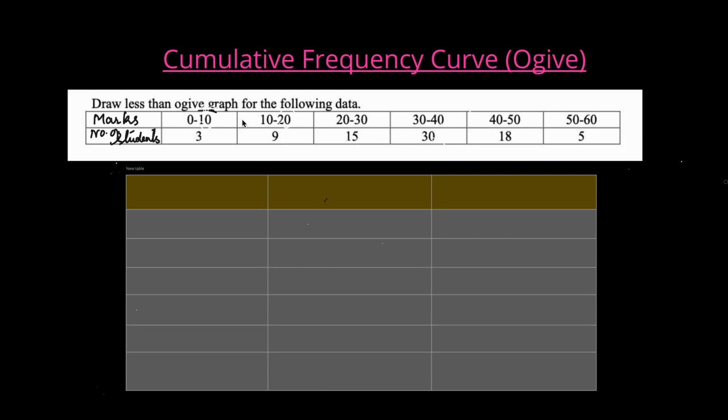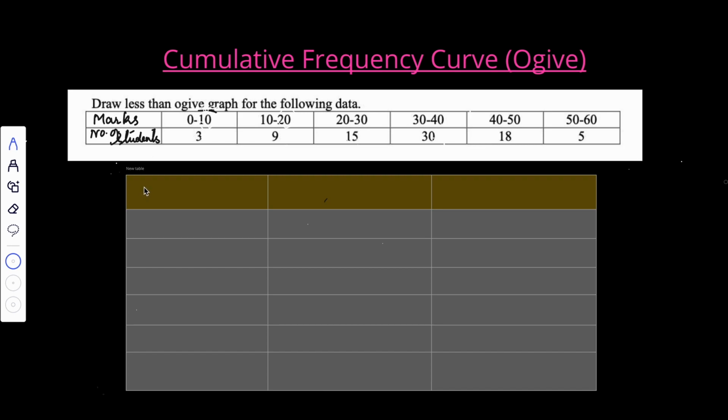Draw a less than ogive graph for the following data. Marks are given: 0 to 10, 10 to 20, 20 to 30, 30 to 40, 40 to 50, 50 to 60. And the number of students are given. Now this is an ordinary frequency distribution table. So to draw a less than ogive, we must draw a less than cumulative frequency table.